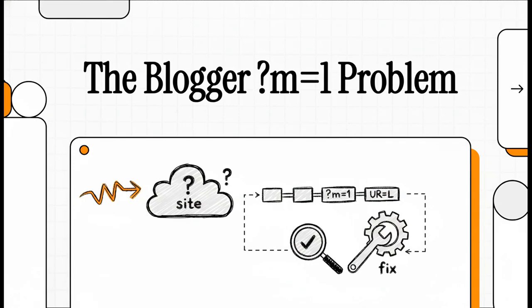Okay, if you're a Blogger user, I'm willing to bet you've seen this, that weird little m=1 that just shows up at the end of your URLs on mobile. What is that thing, and more importantly, could it be hurting your site's SEO? Well, let's get to the bottom of it and figure out how to fix it for good.